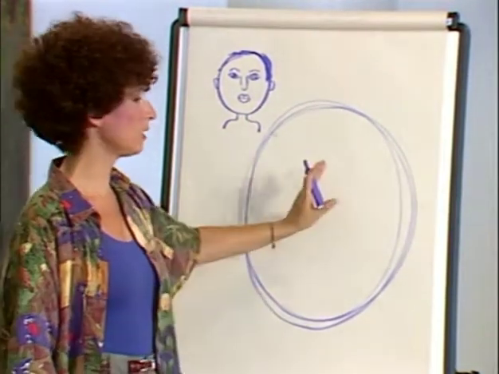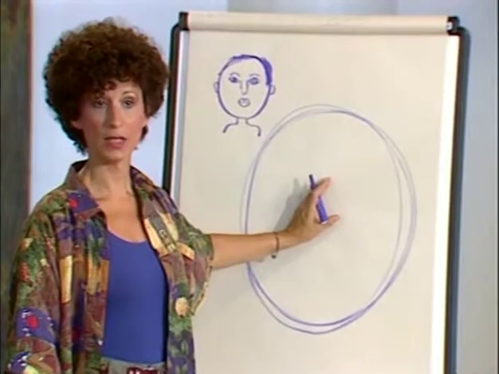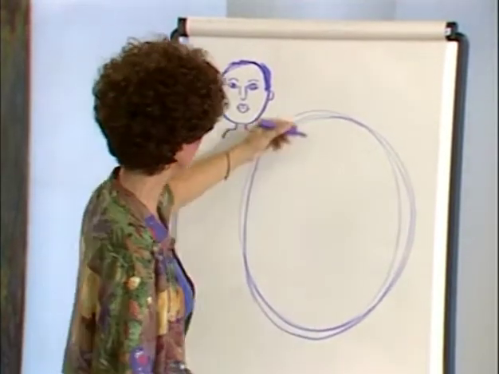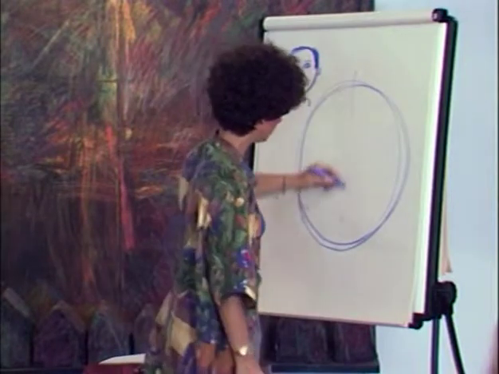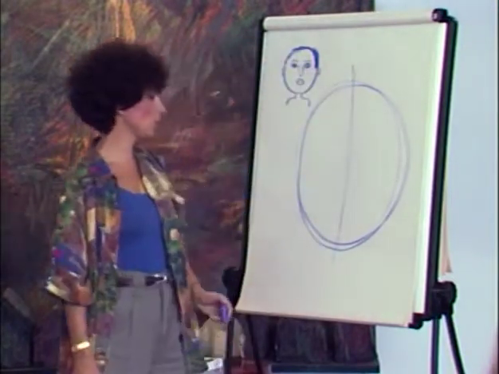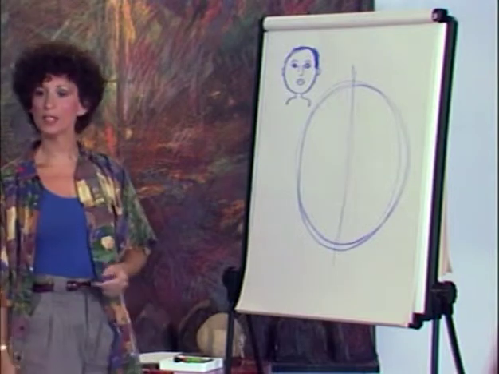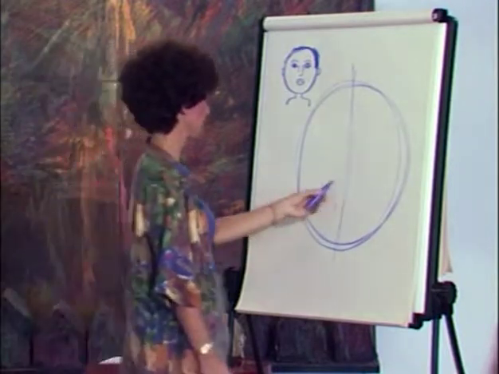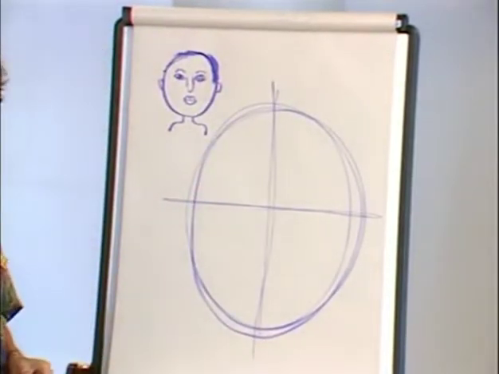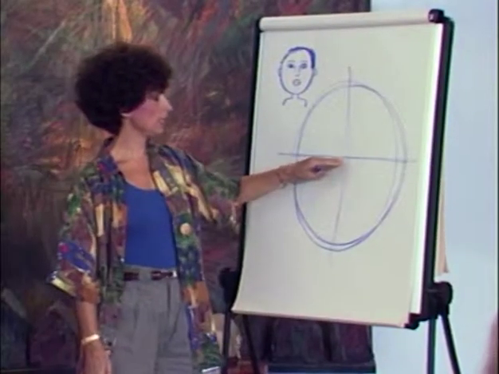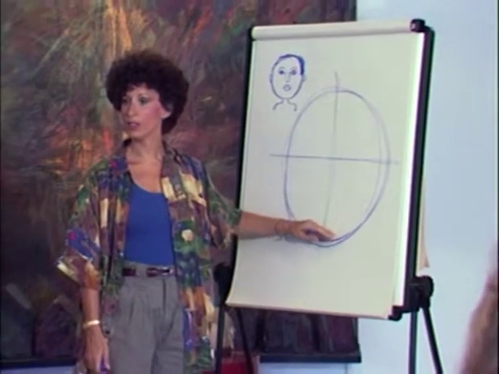Now, if you're looking straight at this egg shape, and there was a line which went up and down, it would appear to be straight. So I'm going to try to bisect this with a line this way, and then I'm going to divide it in half the other way, roughly in half. Now, this is going to give me an idea of where to put the various features on the face.